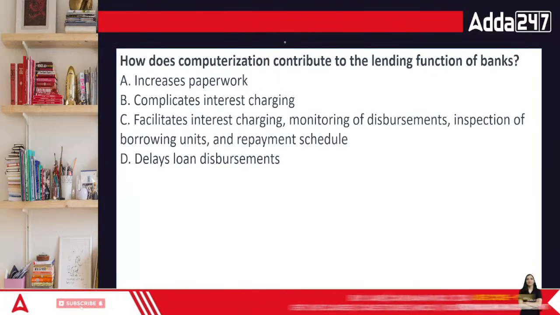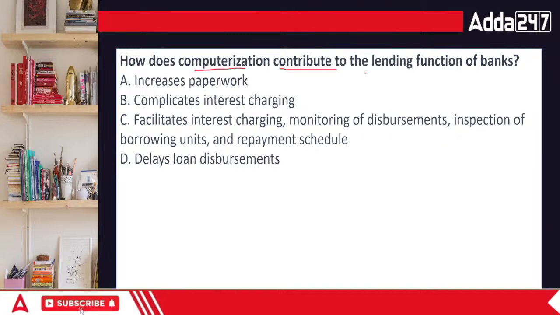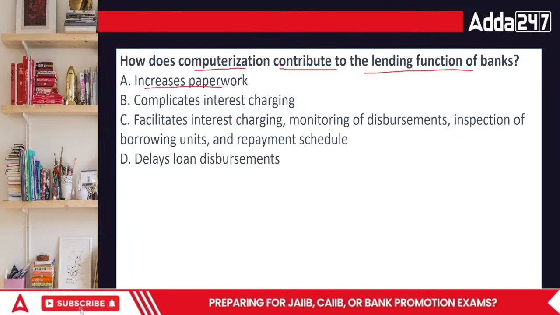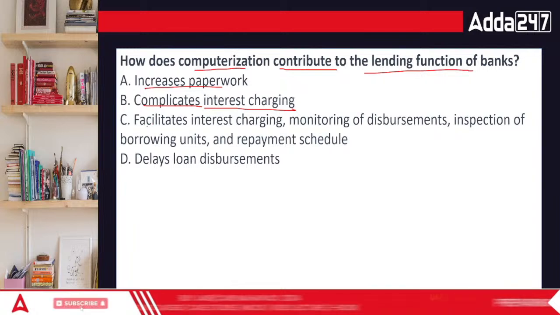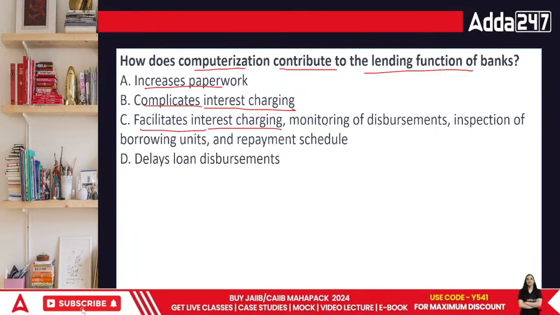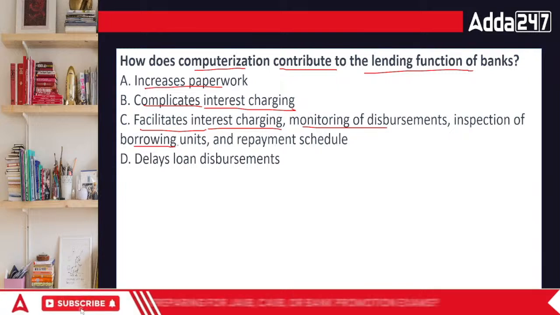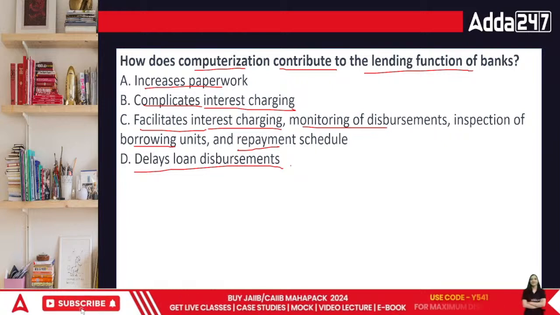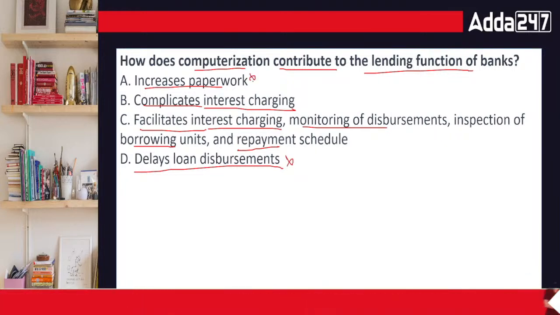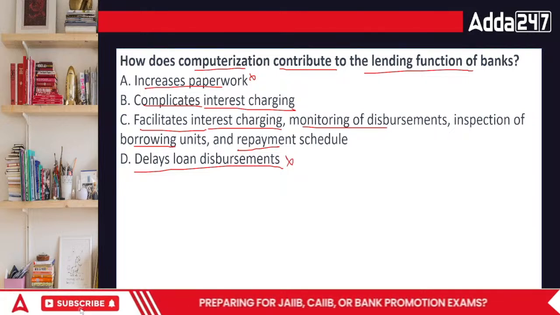Next is, how does computerization contribute to the lending function? Increases paperwork, complicated interest charging, facilitates charging interest and monitoring disbursements, delaying inspection of the unit's repayment schedule, and delay of loan disbursements. Computerization doesn't cause a delay in the lending function, and there is less paperwork because you have everything in the system itself. It does not complicate it.